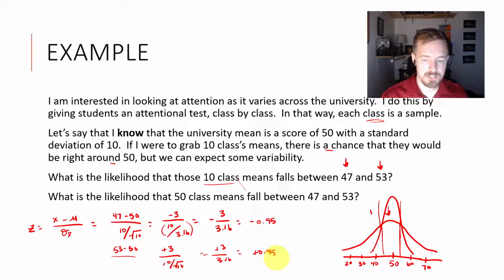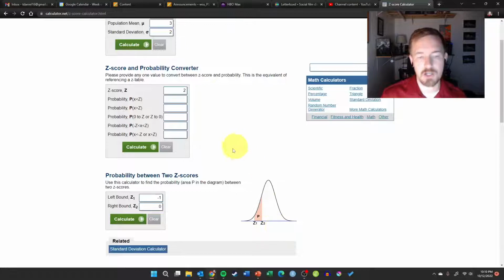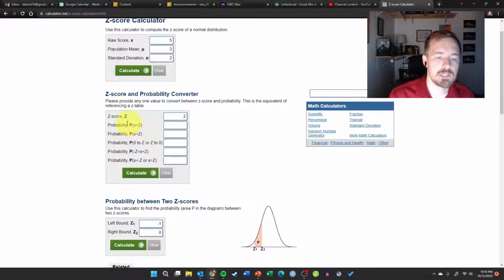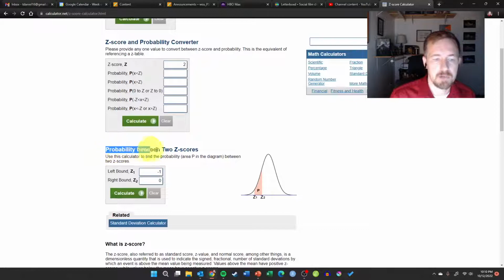Now here's where the magic happens, and we were careful because we used the standard error instead of the standard deviation, which is the trick here. So 0.95. I'm switching over to my z-score calculator. If you want to, there are multiple ways you can find that using this. You could cleverly put it in here. I'm just going to go down here to probability between two z-scores. That's a really easy way to do it.